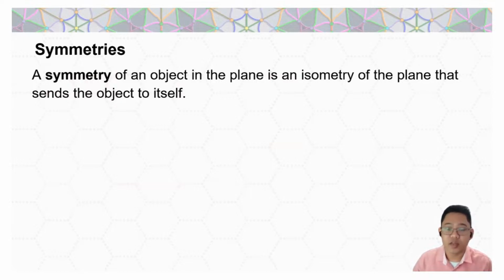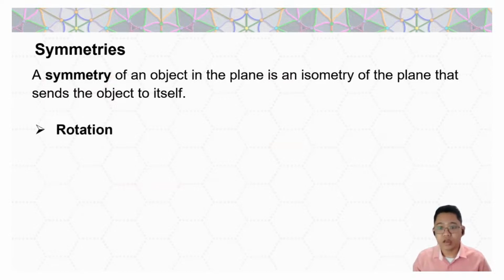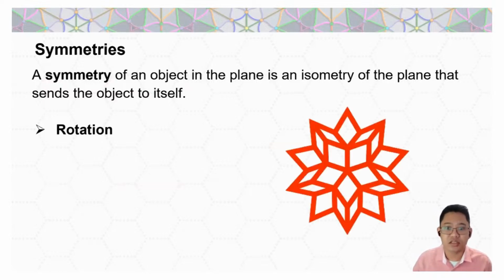There are four types of symmetries, and I think you're quite familiar with these symmetries. First is a rotation. A rotation is defined by an angle and a center. For example, let's consider this logo of Mathematica. This logo has what we call a five-fold rotation with this particular center. A five-fold rotation is just a 72 degrees rotation.